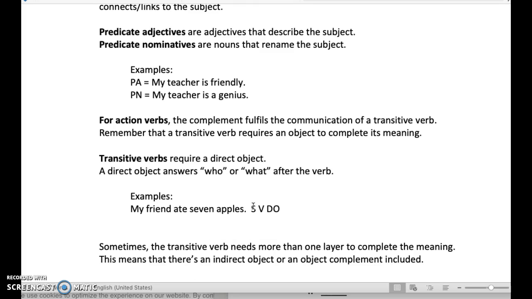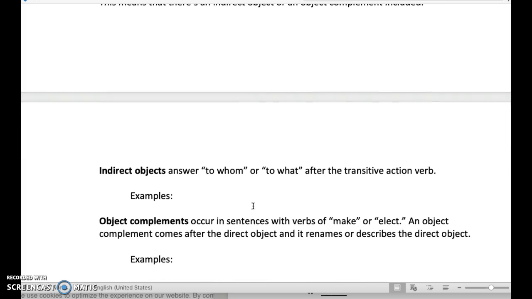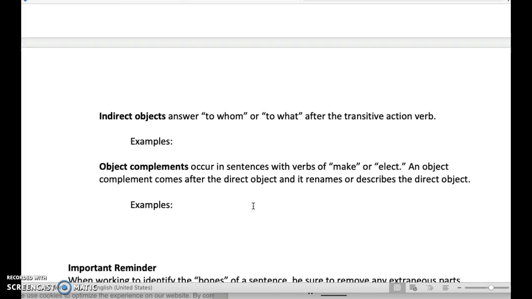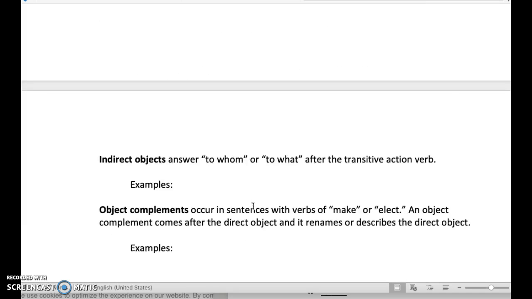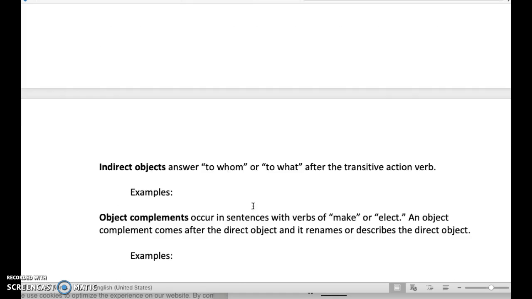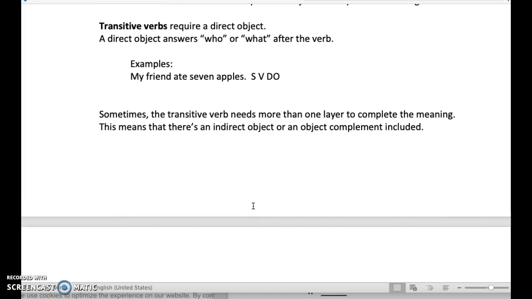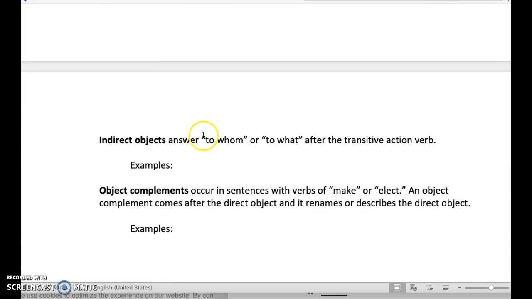Sometimes with transitive verbs, we have something else called indirect objects, sorry. So I'm just going to move down here in my notes. Direct objects answer who or what after the verb. An indirect object answers to whom or to what after the transitive action verb, and it always comes before the direct object. And this is a sentence that you guys were saying actually was grammatically incorrect, but it looks just funny on paper, but we say it all the time.